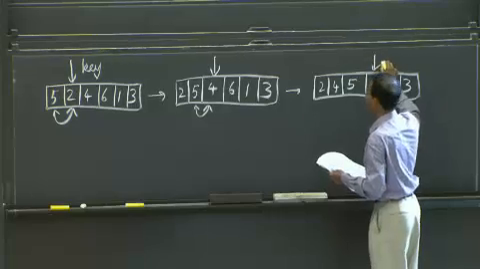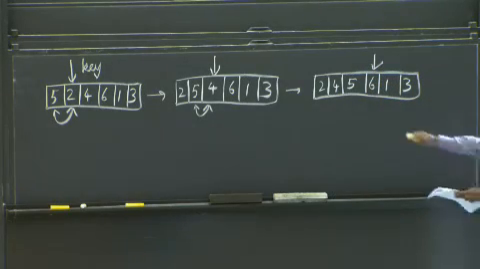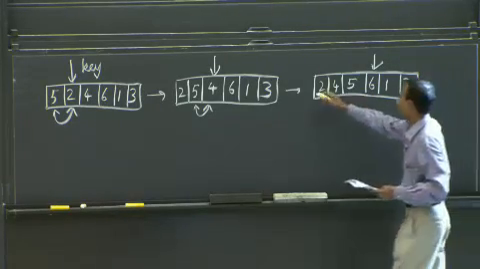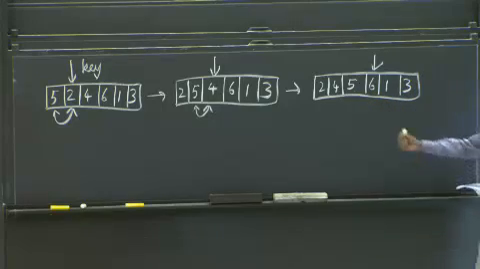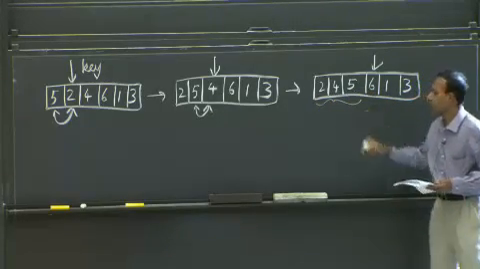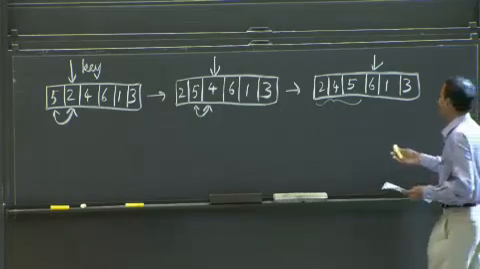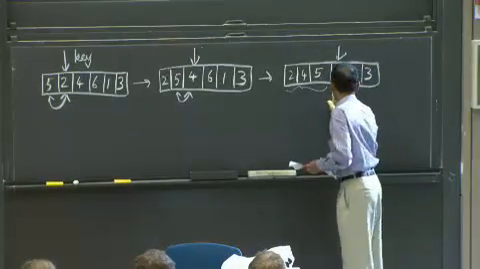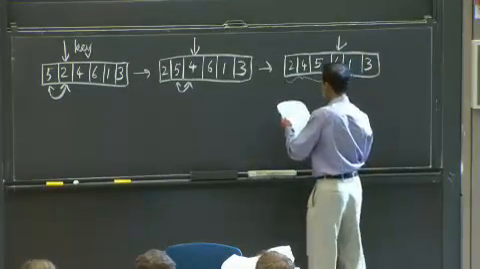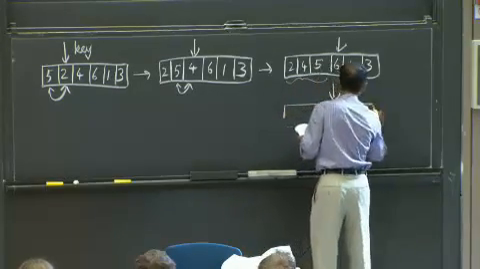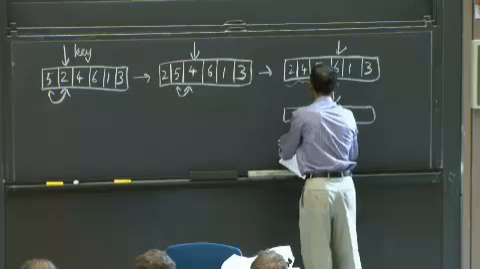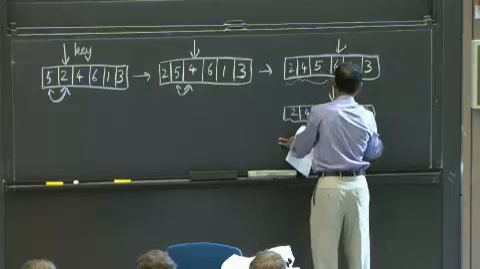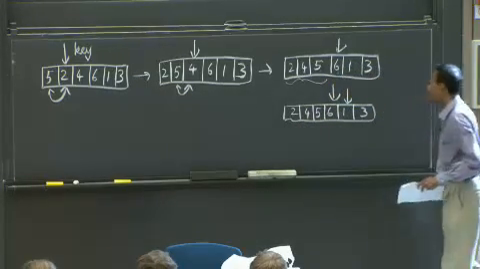And now the key is over here at 6. At this point, things are kind of easy, in the sense that I know that this part is already sorted. 6 is greater than 5, so you have to do nothing. There are no swaps that happen in this step. All that happens here is you move the key one step to the right. So you have 2, 4, 5, 6, 1, 3, and your key is now at 1.